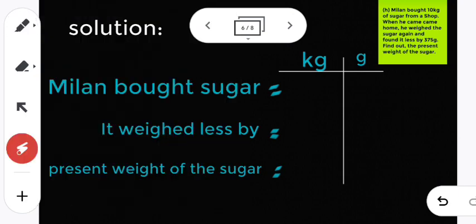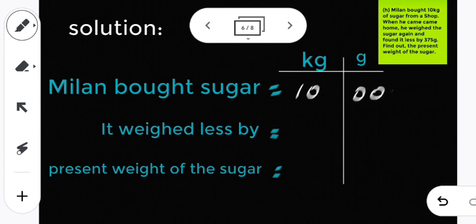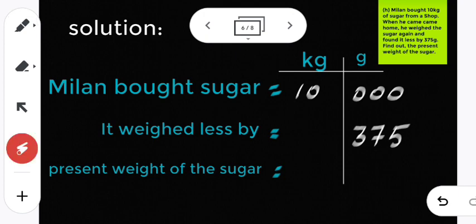Okay, let's minus. He has bought for how much? He has bought 10 kilogram. There is no gram, so we will put 0 here. And how much is it weighed less? 375 gram. 375 gram it is less, not kilogram. So 375 we will write on the gram side, not on the kilogram side. In the kilogram place you have to put 0. Since it is given in gram, don't write it here. This is one statement and this is another statement.